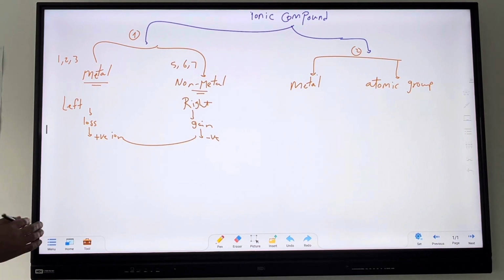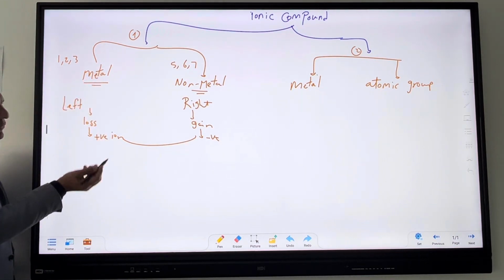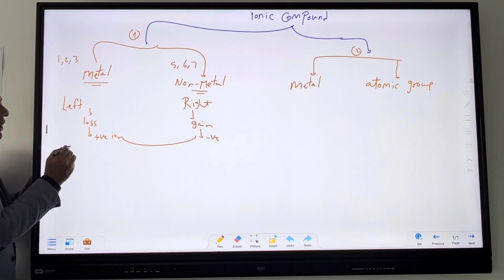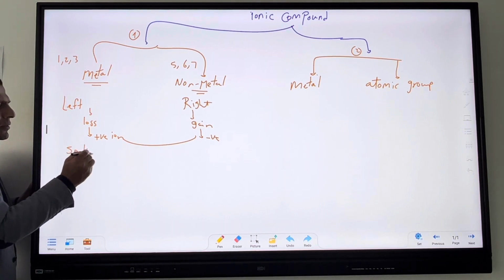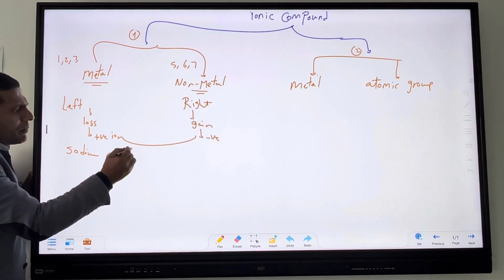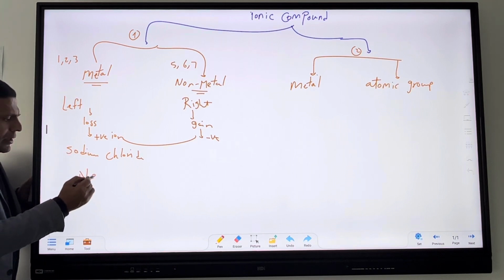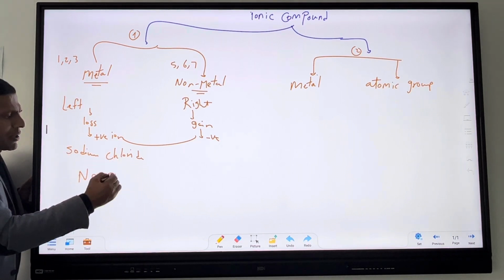Now, I will give you examples for the metal and non-metal. Let's say the first example is sodium chloride, table salt. We all know sodium chloride. Sodium is Na, which is a metal, and chloride is Cl.